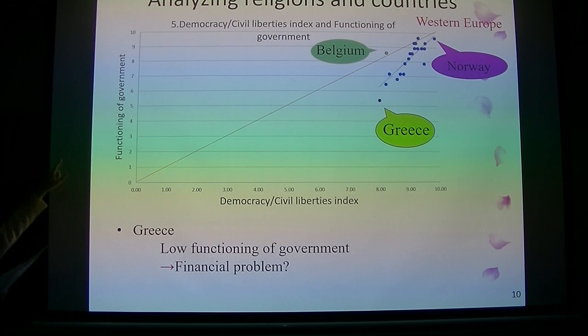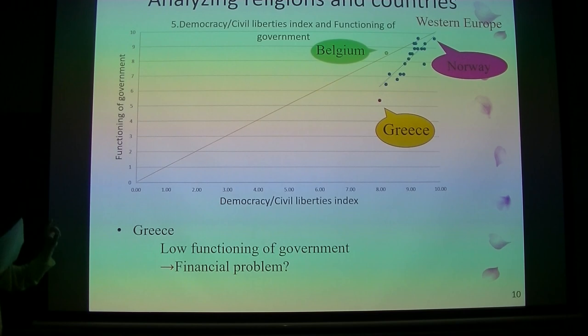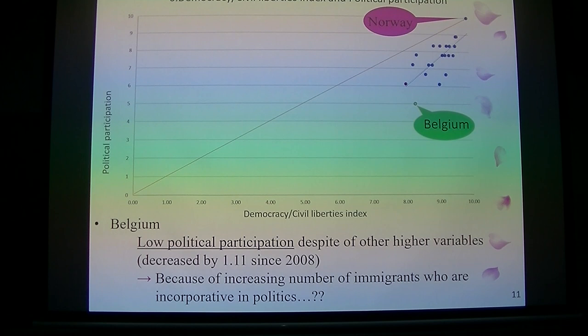And unlike the others, some countries are above the red line, which means they tend to value functioning of government more than democracy and civil liberties. One of those countries is Belgium. When I look at Belgium, despite high scores for the other variables like functioning of government, it has a lower political participation rate, which is just over 5. Compared to the data from 2008, the political participation has decreased by more than 1, like 1.11.